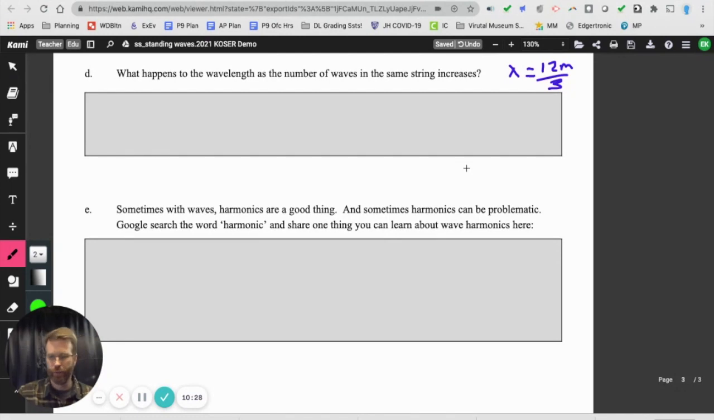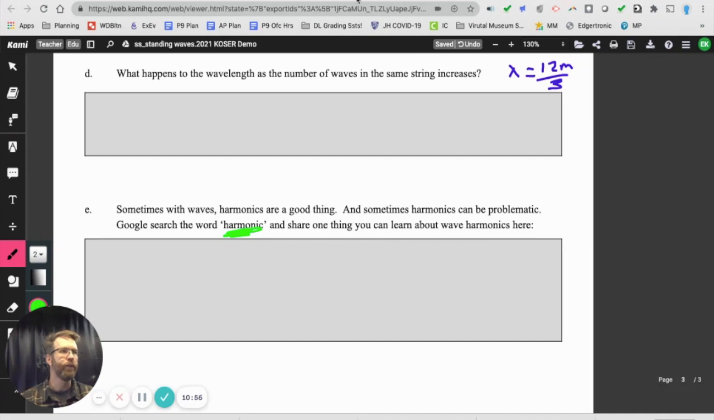Finally, harmonics, they're useful all over the place. And sometimes they're dangerous. It really depends on the circumstance. Sometimes harmonics are used in sound. I can use harmonics to tune a guitar, for example. But sometimes they're good, sometimes they're bad. So I simply want you to hop on the internet today and take a moment and search the word harmonic and see what you can find, and find some interesting thing and write a little bit about it here. Just give us a little bit of feedback.